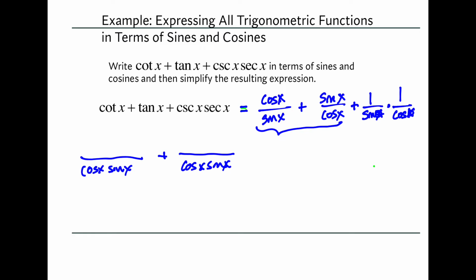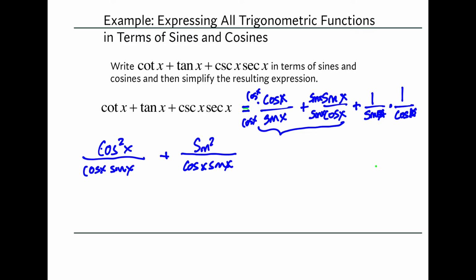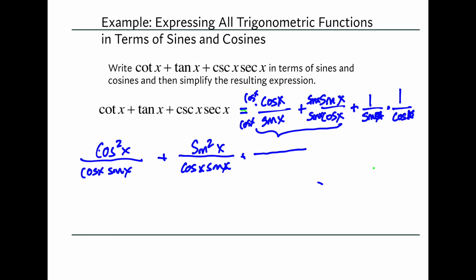I can multiply the top and the bottom here by cosine. So that gives me a cosine squared x here. Here I need to multiply the top and the bottom by sine because I'm missing a sine in the denominator. That gives me sine squared x. And then over here, if we actually multiply that, we have the same denominator, cosine x, sine x. And 1 times 1 just gives me 1 on top. Writing all this together, we can put them as one fraction now because they all have the same denominator of cosine x, sine x.